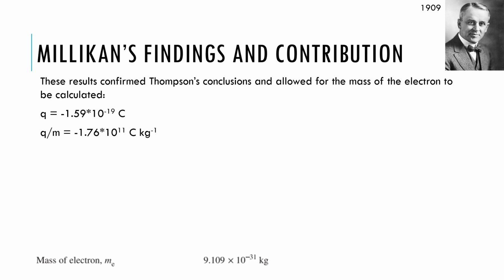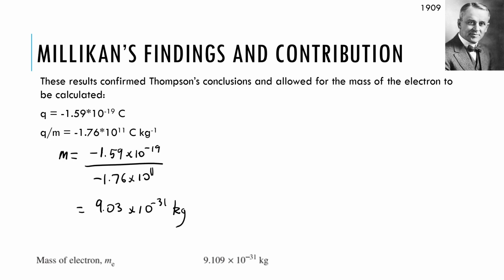So now that Millikan had determined the charge of an electron, he was then able to use Thomson's charge to mass ratio to calculate the mass of the electron. And this mass was quite close to the standard mass of an electron we know and understand today, which you can find in your data sheet.